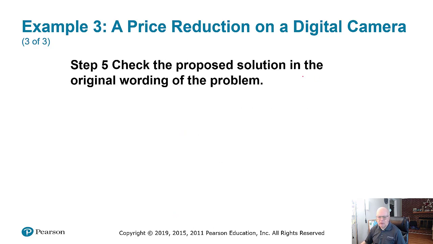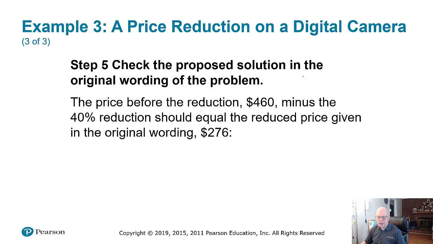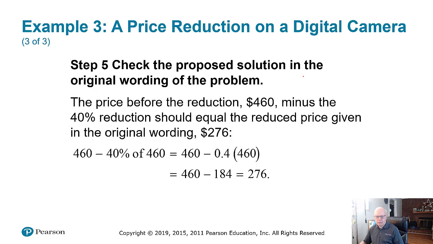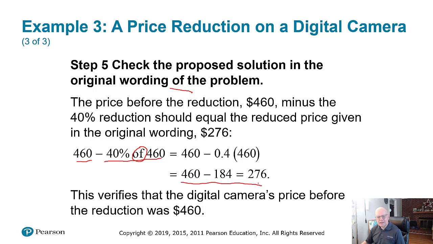Check in the wording of the problem. Remember, not the equation, the actual problem itself. 460, that's what you're saying. Here we go. That's what your original price is. Take off 40% of it. Remember, this of means multiply. So it's 0.4 times 460. And sure enough, you got $276 was your sale price.